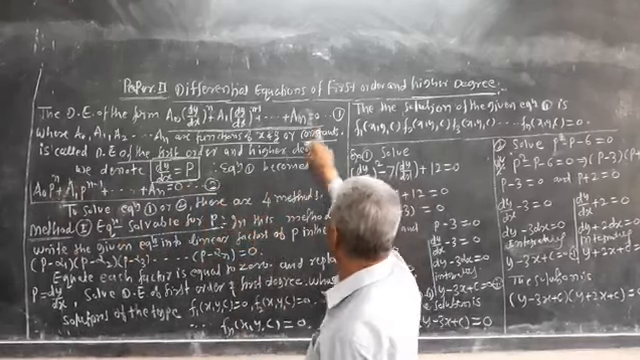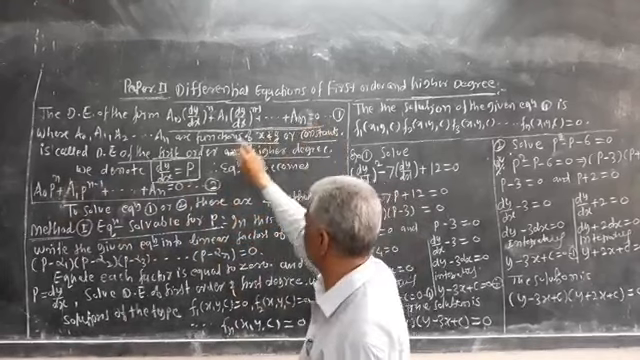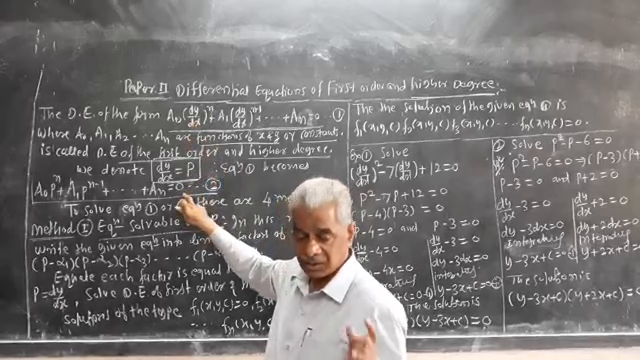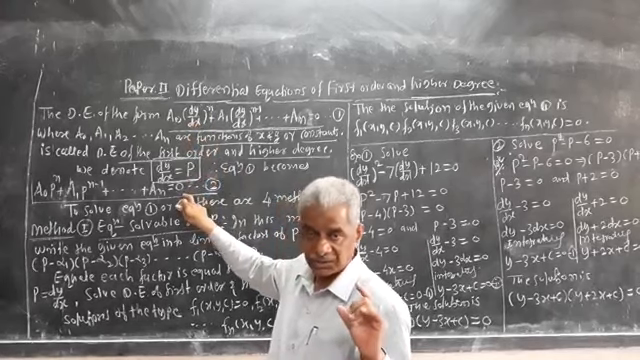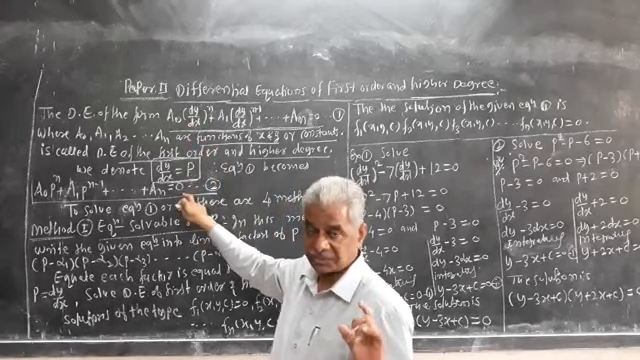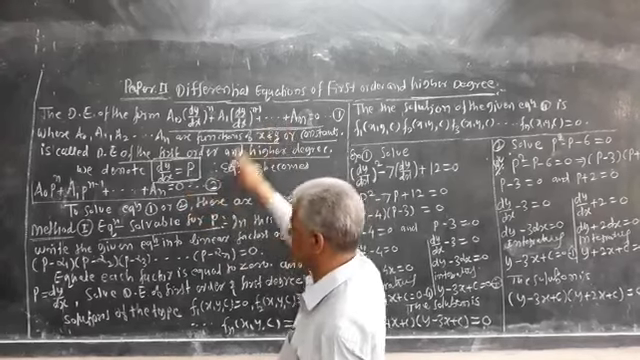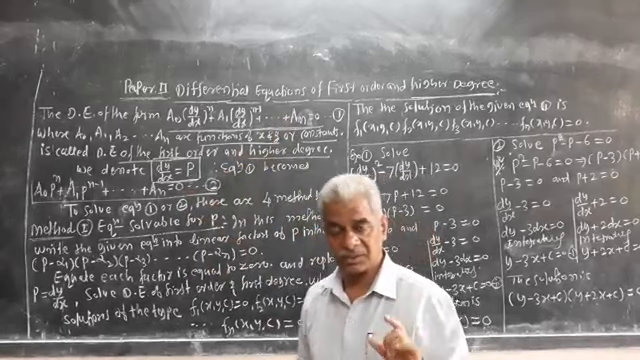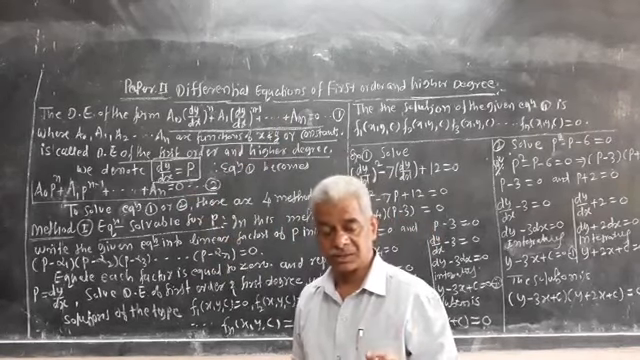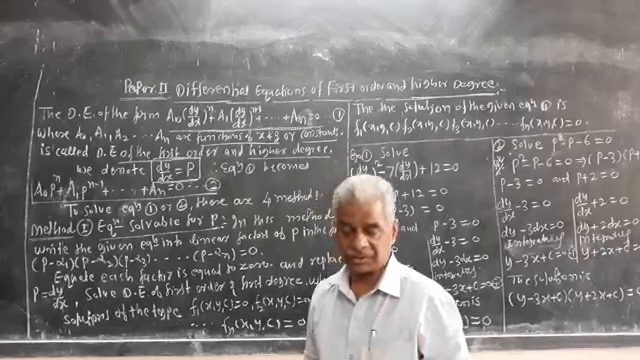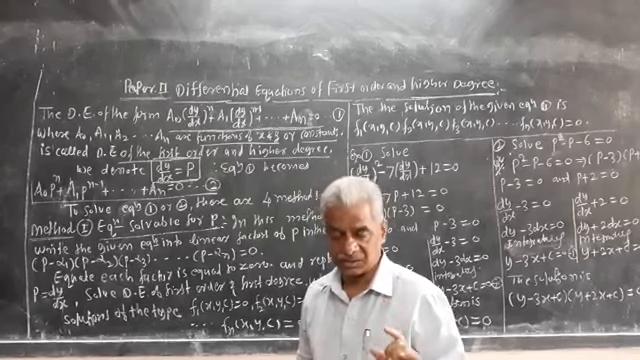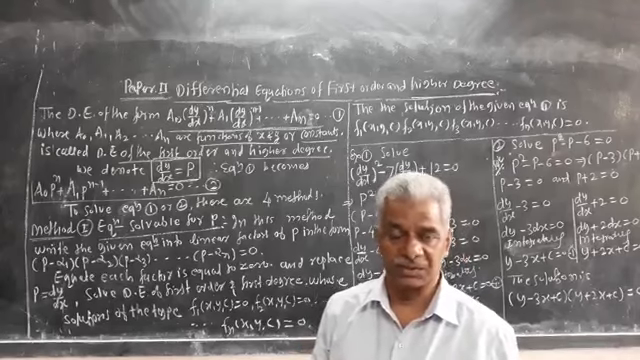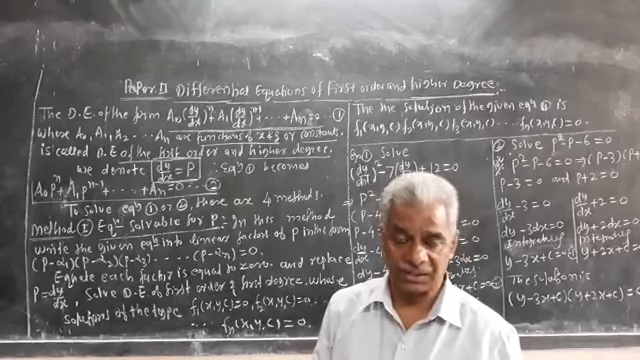And hence equation 1 we have in terms of dy by dx, and equation 2 we have in terms of notation p, and both the equations remain the same. Both are differential equations of first order and higher degree. Now you see which equation is called a differential equation of first order and higher degree.